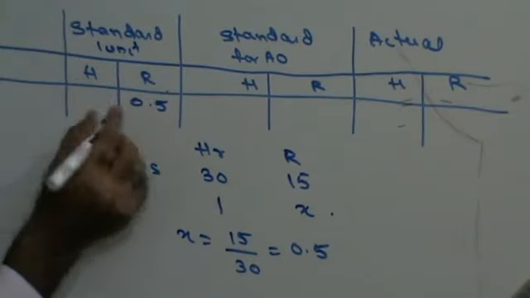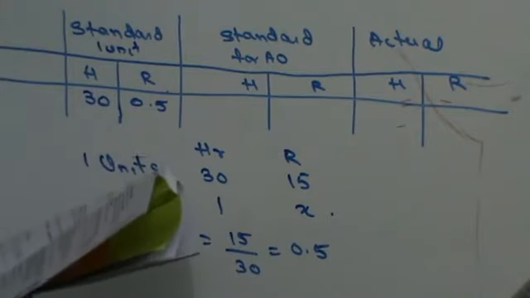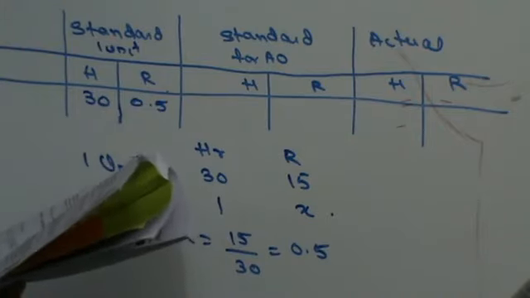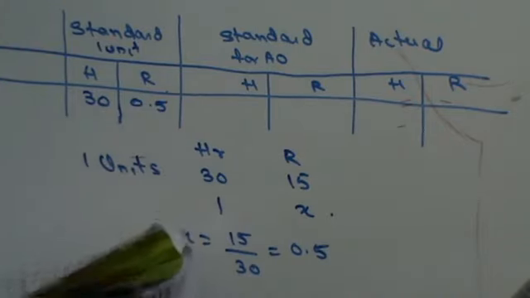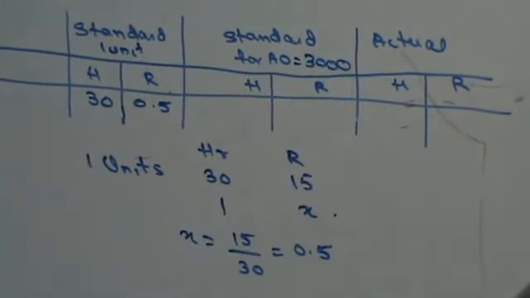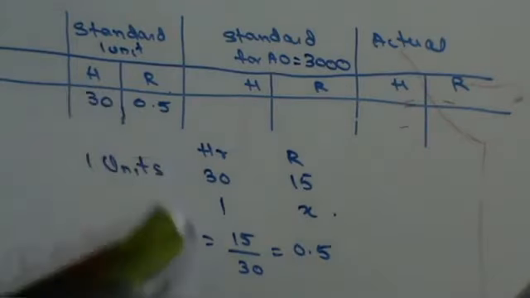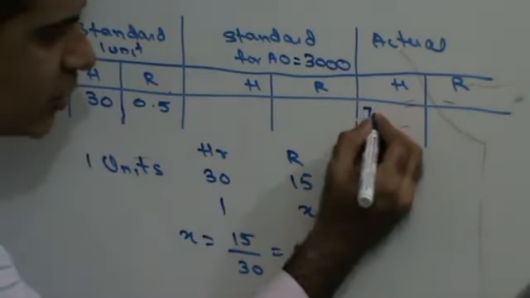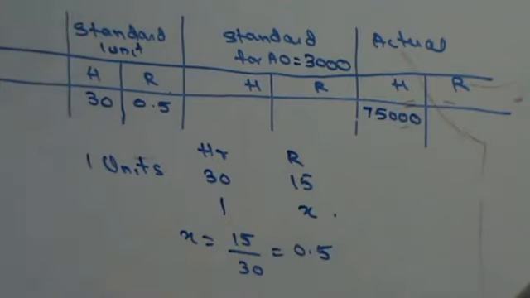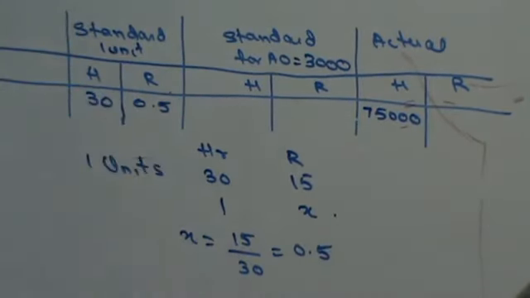And the hours, I require 30 hours. Now they are saying that during the month of March, 3000 units were produced. Actual output is not 1 unit, but it is 3000 units. During the month of March, 3000 units were produced in 75,000 hours. Actually, I have used 75,000 hours. Actual wages paid is 45,000.